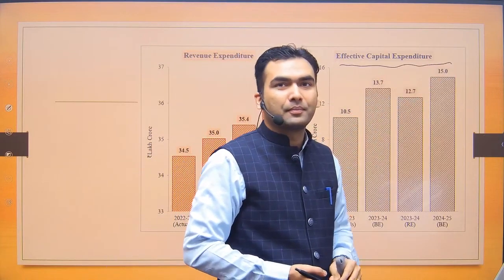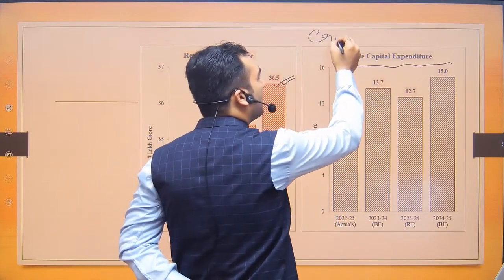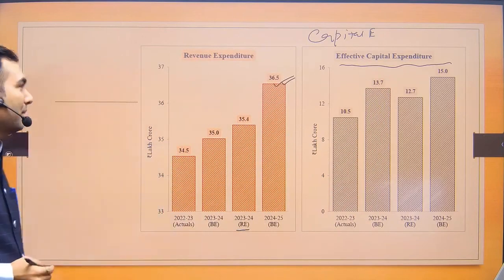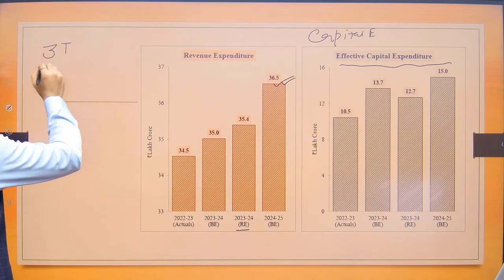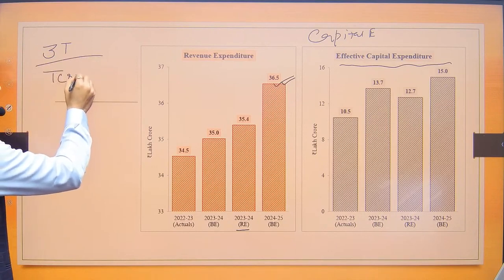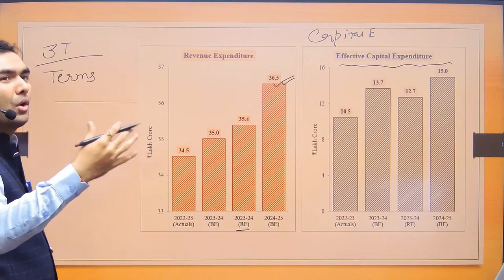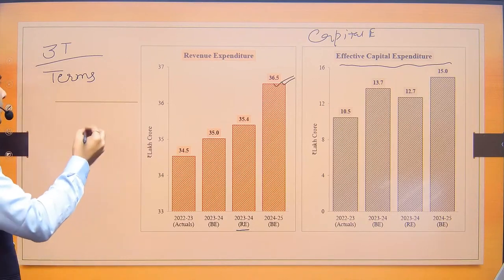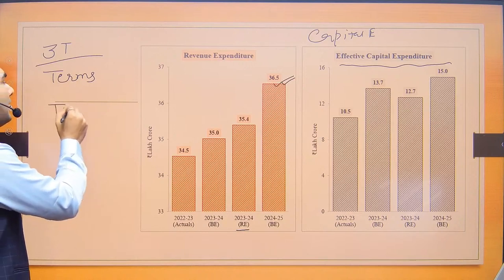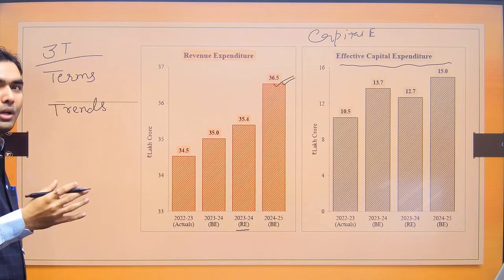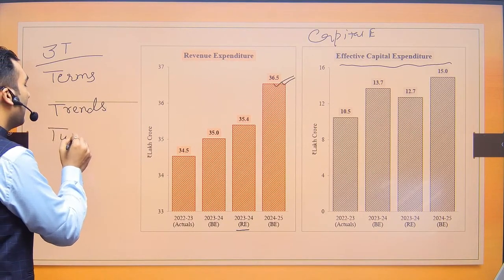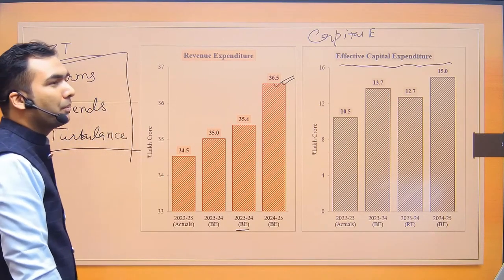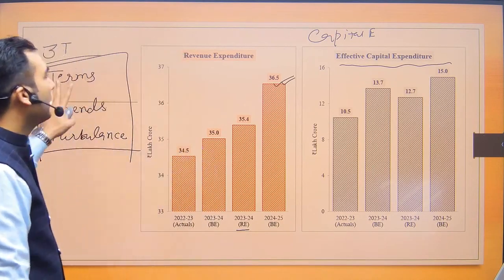Effective capital expenditure. Okay, so this is normal capital expenditure. Here I would like to say one thing: the government is doing something smart, so let's also do something smart. In the budget you have to look for 3 T's. First is terms. If there are new terms, something which you have not studied, because the term is not new, probably you were not aware of it. The second T is trends, whether any trend is being followed or not followed, and the third thing is turbulence, like where the government is bringing about some change. Those are the areas from where UPSC asks questions. So you have to look for these three T's.